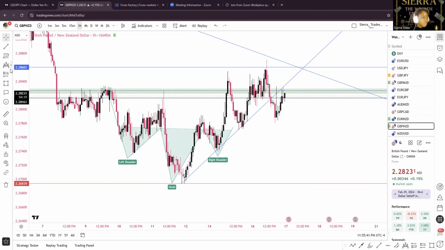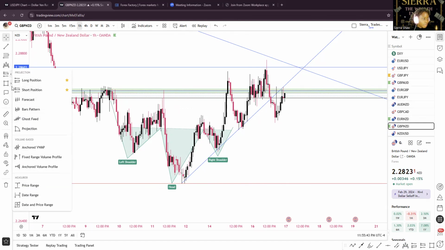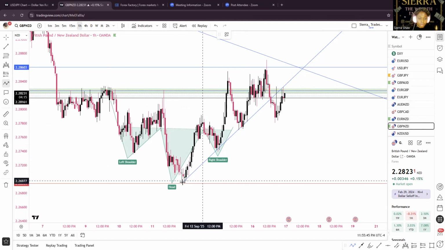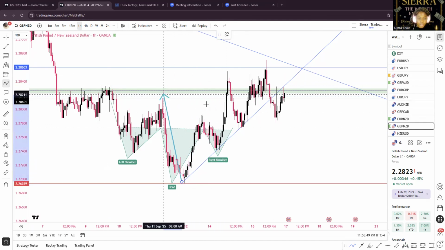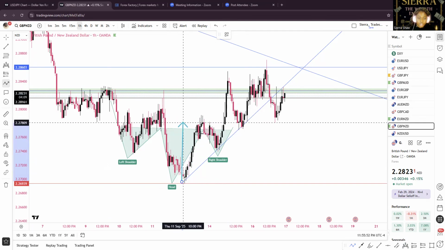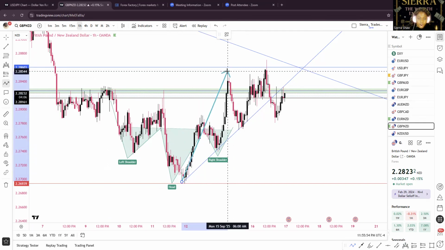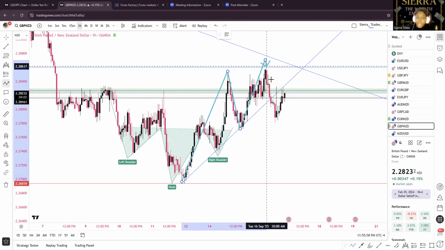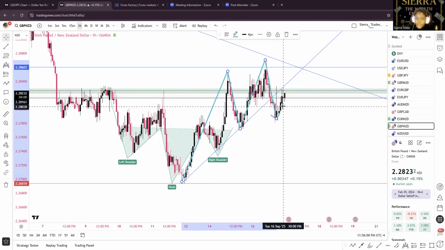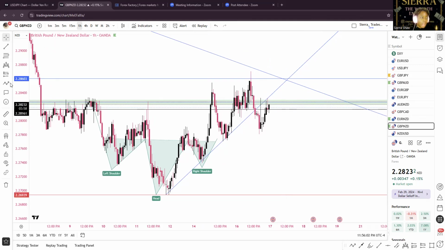Now price is creating higher highs. This is our higher high because this is higher than this one. This is internal structure. Okay, so this is our higher high. This is our higher low. This is our higher high. And this is possibly our next higher low to go to a higher high.